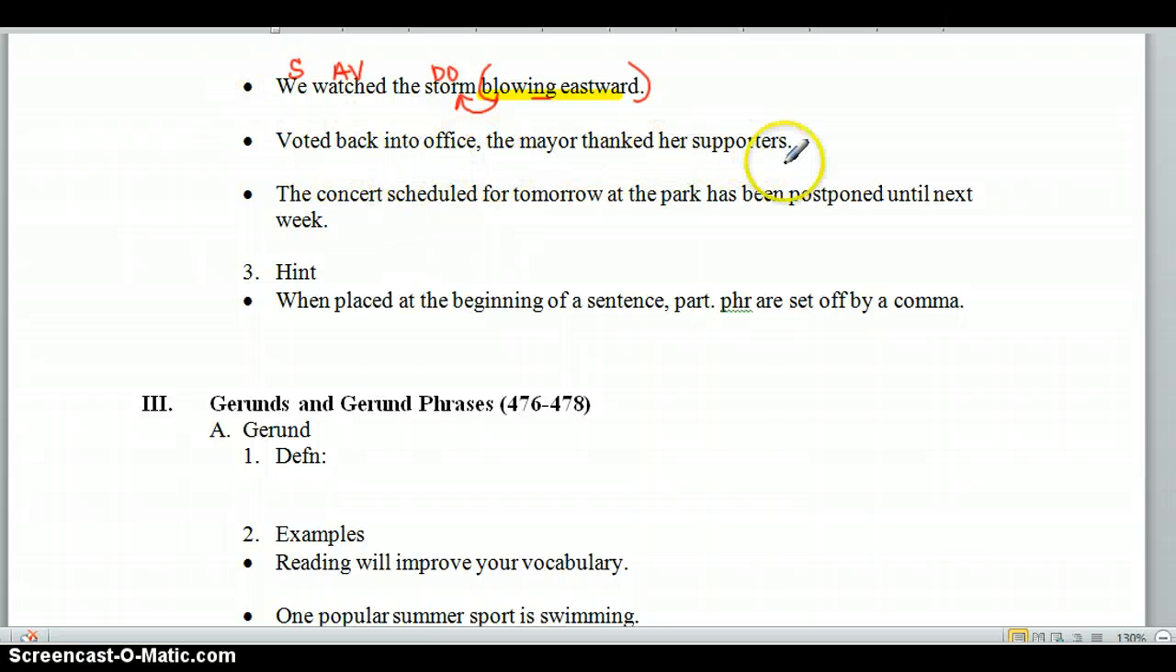Voted back into office, the mayor thanked her supporters. Action verb. Who thanked? Mayor. Mayor thanked what? Supporters. Direct object. Everything here is accounted for. Voted, there's my ed. Back into office. Now, does that tell you more about mayor or supporters, or does that help clarify or expand on voted? Again, the comma tips you off. Prep phrase, voted back into office is one unit of thought. Voted is your participle. Voted where? Back. Back where? Into office. All of that modifies voted. The whole thing then tells you about mayor as a unit.